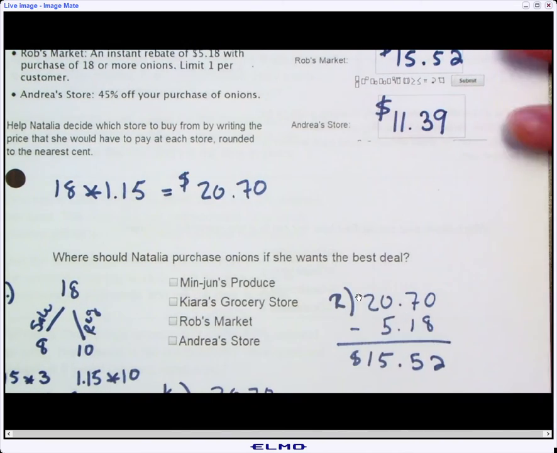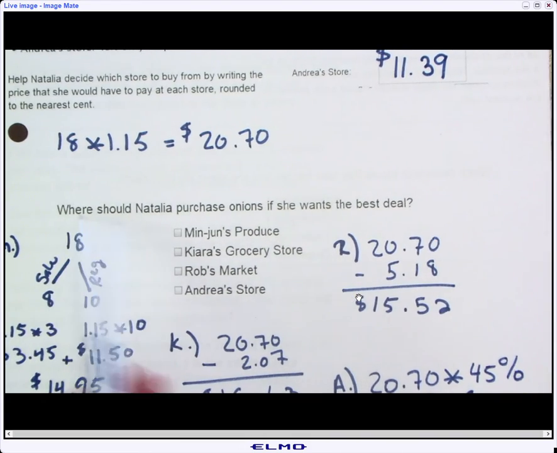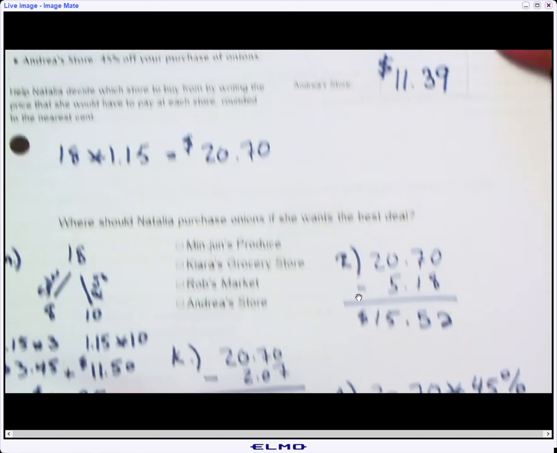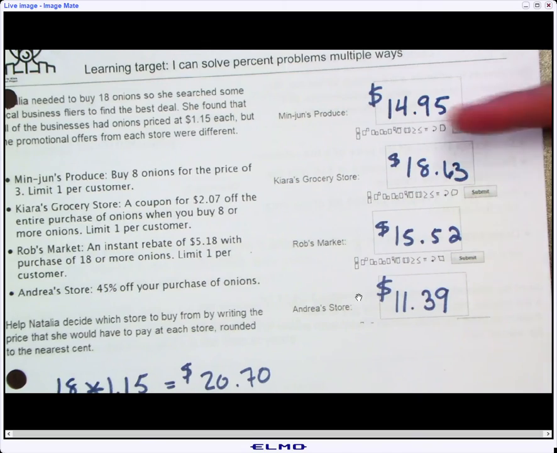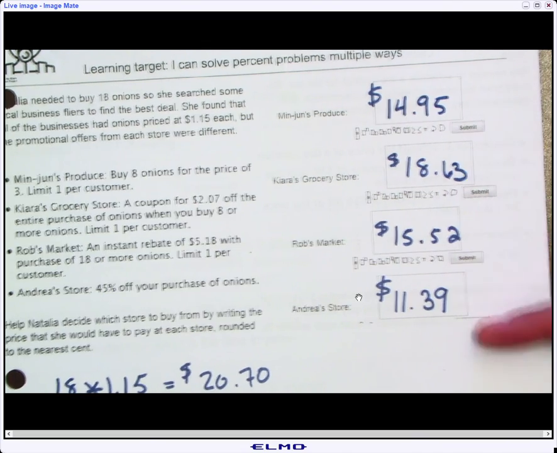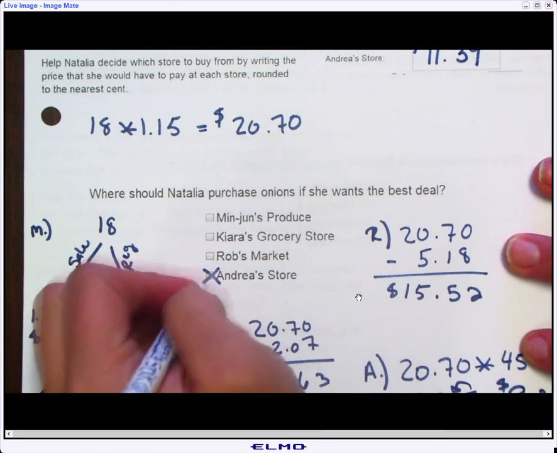And then the last part, thank goodness it's the easiest question, is where should Natalia purchase onions if she wants the best deal? So I'm going to spy up at the boxes here and just look at which one has the lowest number. Bam, right there. Andrea's store is the store we want. So we'll check that box.